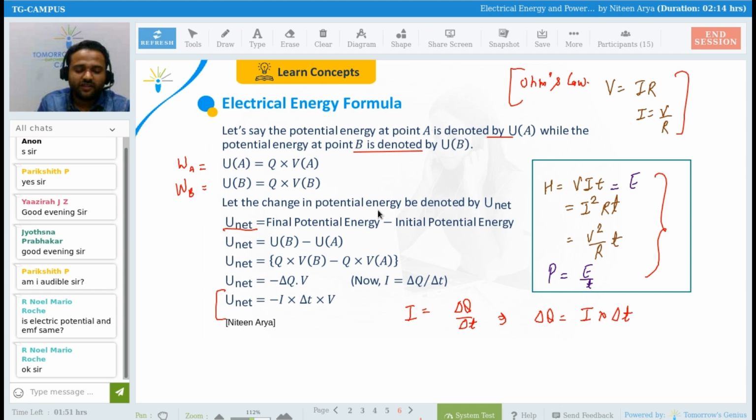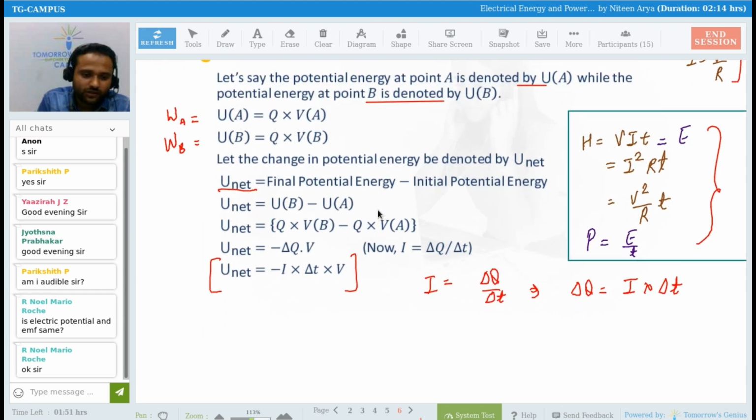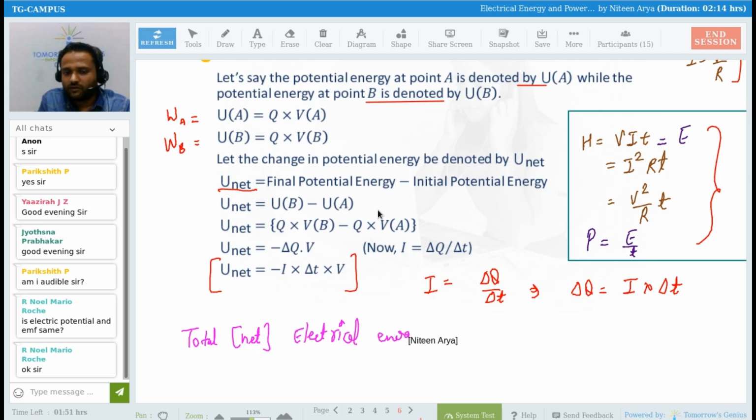From there we get U net, which is the total or net electrical energy, and that is I del T into V. You can write a negative sign also, but the negative sign just represents the stored energy, meaning it is going into the system.